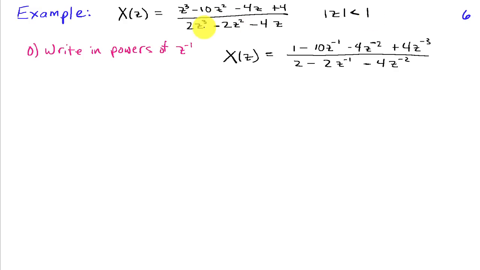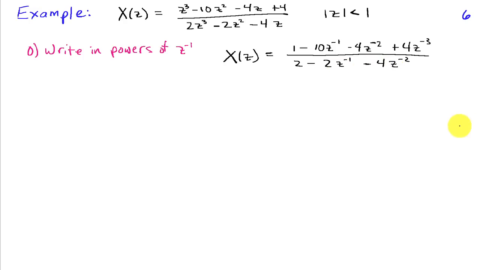Well, you'll notice that X of z here is given in powers of z. So we're going to write it in terms of powers of z inverse. And we'll do that by dividing both the numerator and denominator by z cubed. And therefore I obtain X of z is 1 minus 10z inverse minus 4z to the minus 2 plus 4z to the minus 3. And in the denominator I have 2 minus 2z inverse minus 4z to the minus 2.